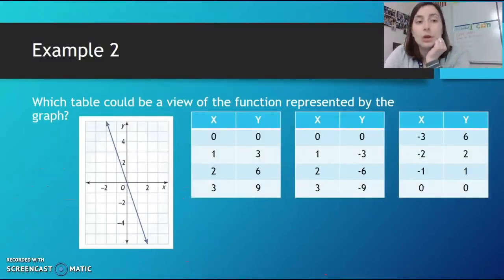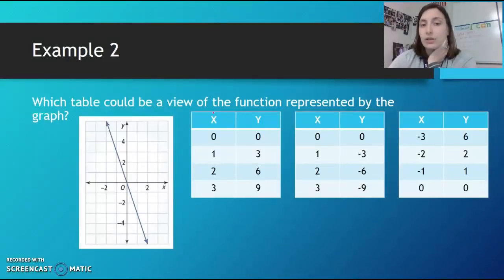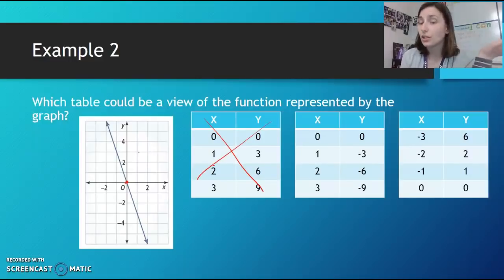So example 2: which table could be a view of the function represented by our graph? The easiest way here is to just look at each of these tables and match points to the graph. So here we start with 0, 0. Well, that is a point on my graph, so that's good. Our next one is 1, 3. So 1, 1, 2, 3. Our line is not going through 1, 3, so it cannot be this first one. And there's no point to checking the other points because it doesn't work for that one.